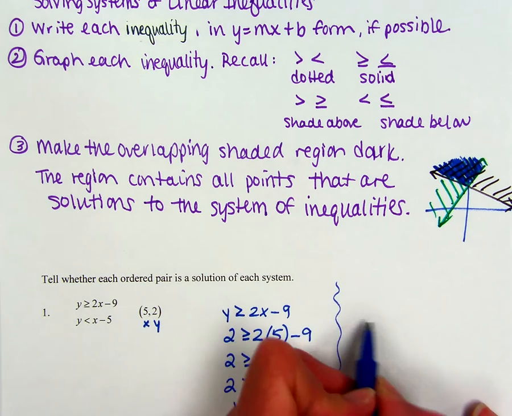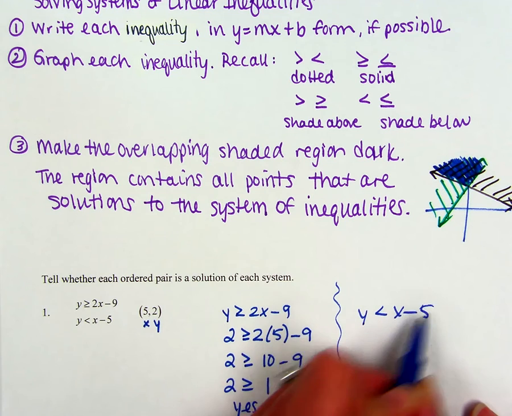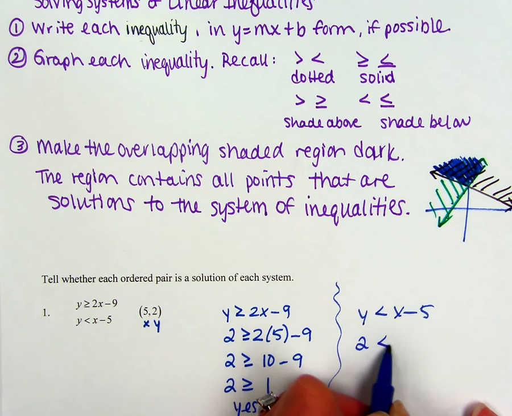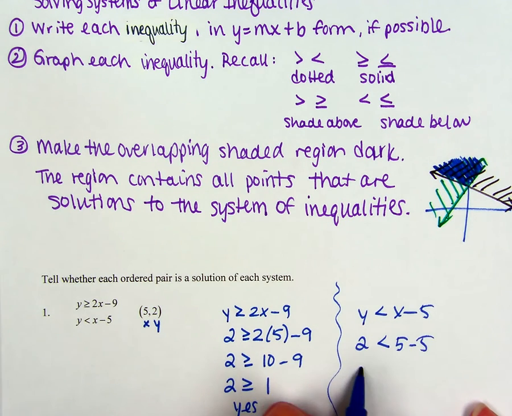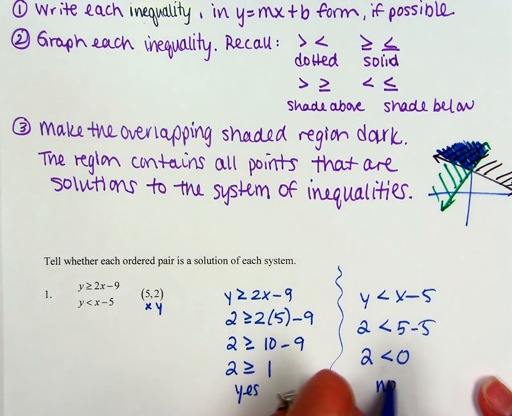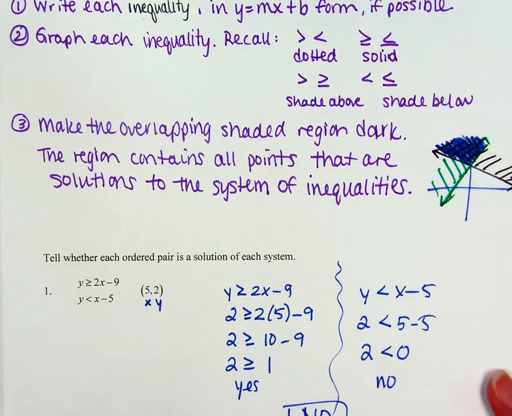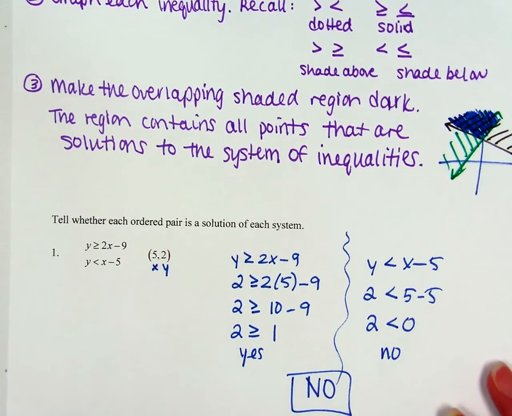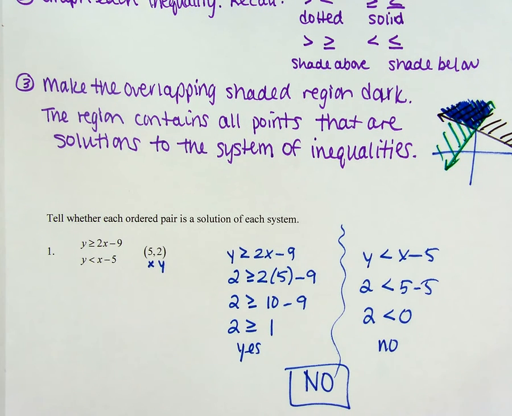And then you're going to do the same thing with the second inequality. Y, which is 2, 2 is less than 5 minus 5. So 2 is less than 0. Is that true? Probably not. So that's a no. Since one of them is a no, then overall this is not a solution to the system. Okay, so final answer is no.